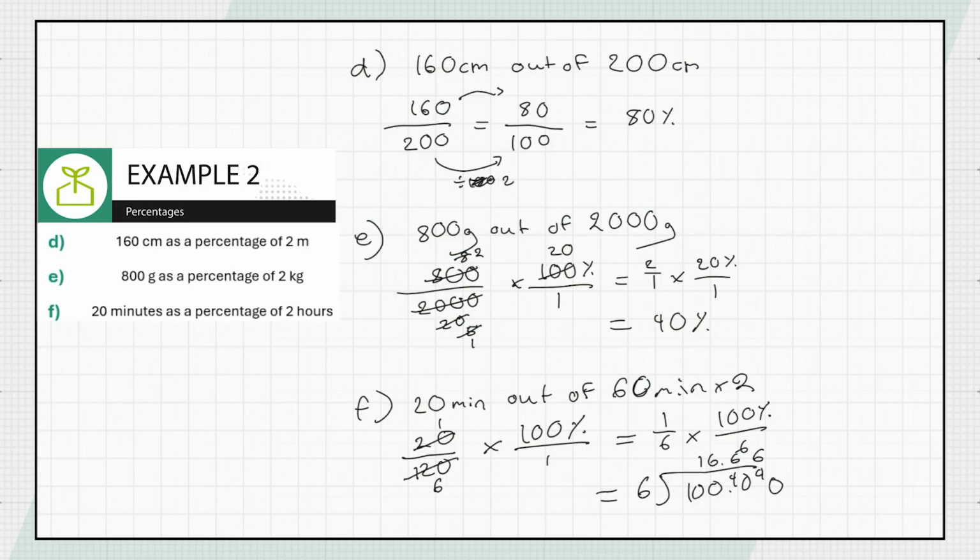I'm going to express this ultimately as a decimal rounded to 2 decimal places, so this is going to be equal to 16.67%. Now, when you have something like this where it doesn't evenly come out to an exact percentage, this is a great time to use your calculator.